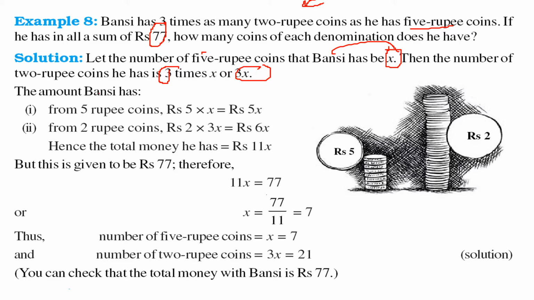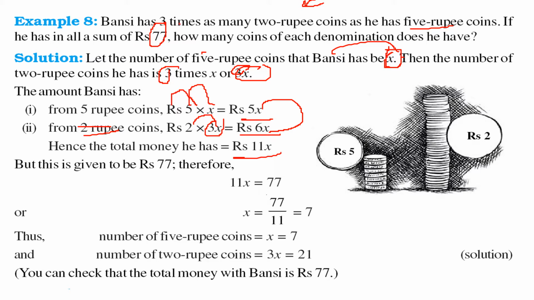So what is the amount he has? For 5 rupees, it is 5 into x. X is the number of 5 rupees coins and 5 is the denomination. So 5x is the amount he has, that is 5x rupees. Then for 2 rupees, we have 3x coins of this 2 denomination, so 2 into 3x will be 6x. So the total money he has is 5x plus 6x, that is 11x.